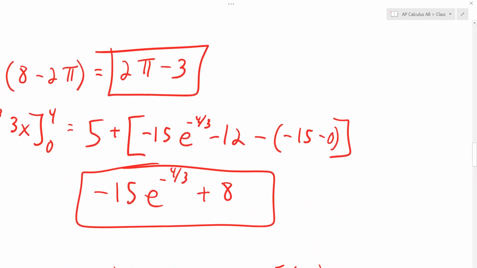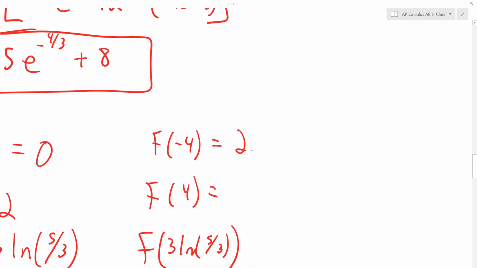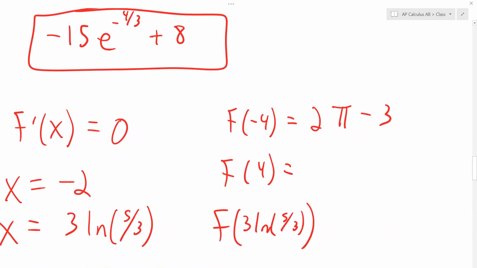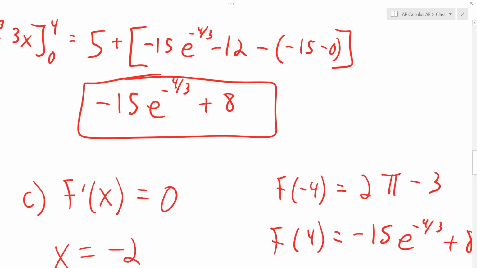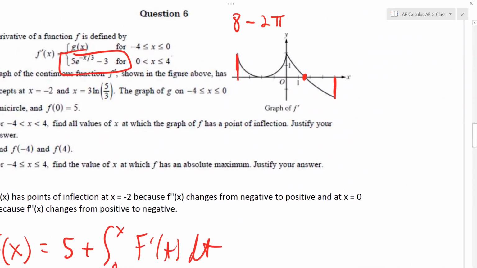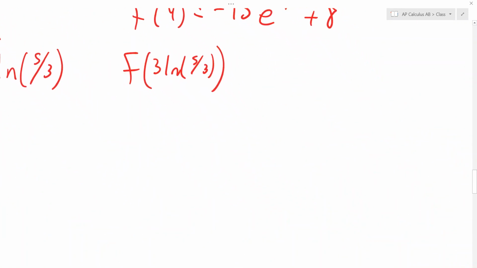I forget what they are already. 2 pi minus 3. This was negative 15 e to the negative 4/3. Now, I know you don't know what that is, but do we know definitely that that's going to be less than f at 3 ln 5/3? Why do I know f of 4 has to be less than f of 3 ln 5/3? What is f doing on this interval? Decreases, right? So the max is going to be at 3 ln 5/3. We just have to do it.